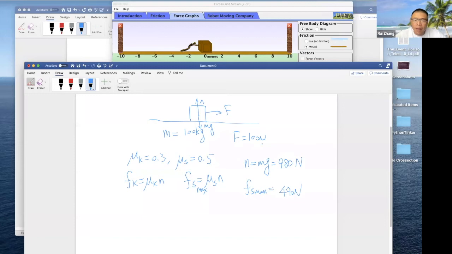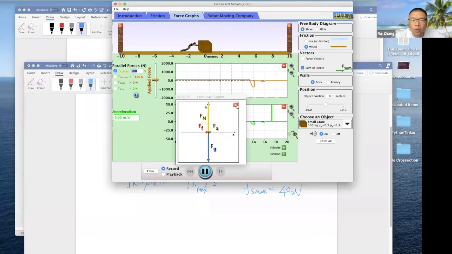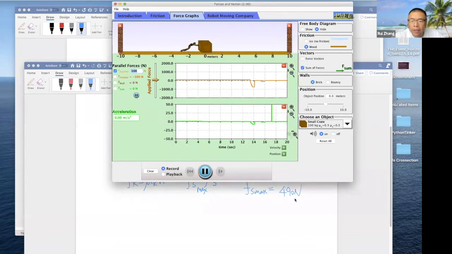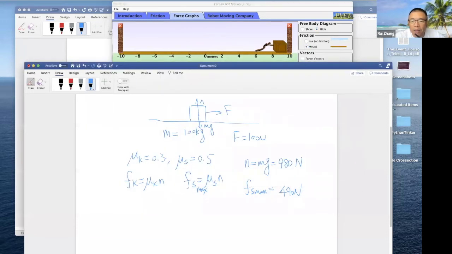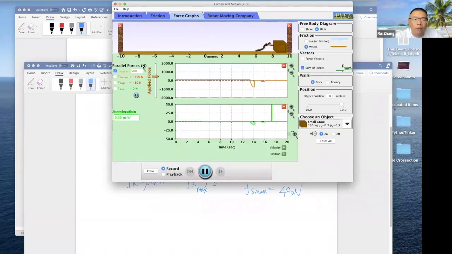So certainly if it's 100 Newton, you cannot move the object. You have to increase your force to be big enough. In my case, it needs to be about 490 Newton to move the object. So let's show it. Well, barely. Let me increase it a little bit, just a little bit larger. See, now it can move, because you have to be bigger than 490. So even if it's 491, let's try 491 here.